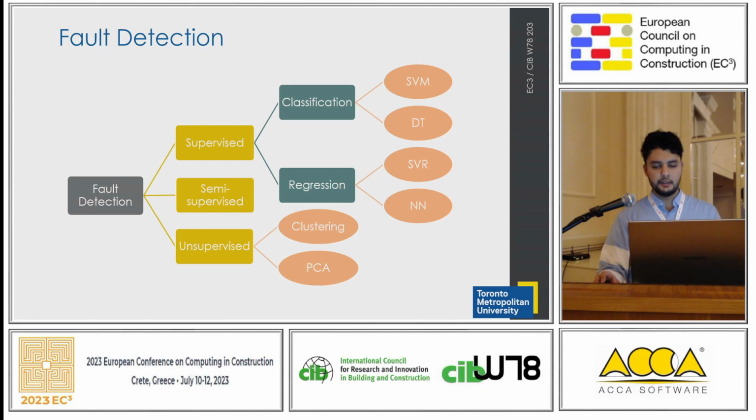And lastly, unsupervised methods do not require labels. So these methods are helpful for discovering the hidden correlation between the data points that we get from the BAS, like clustering and principal component analysis. So the problem is not solved yet.